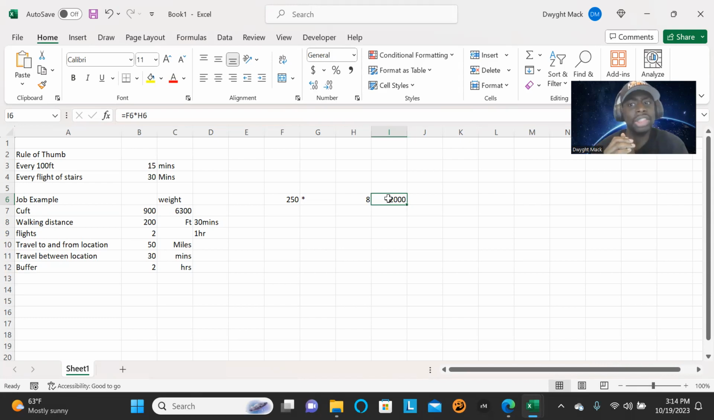But these questions don't necessarily differ too much from the questions you should already be asking on your initial call. It's just, again, when it comes to walking, when it comes to flights of stairs, the distance that you're going to have to travel between point A and point B, these are things you want to know, because basically you might have to factor in traffic. You might have to factor in a little bit more time. And then, again, make sure you always have your buffer.